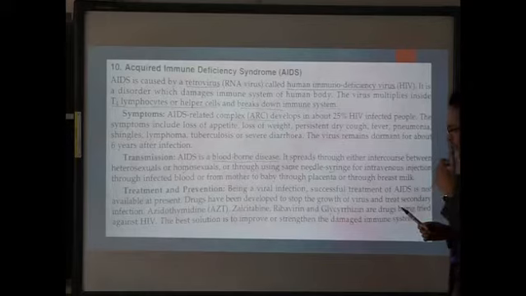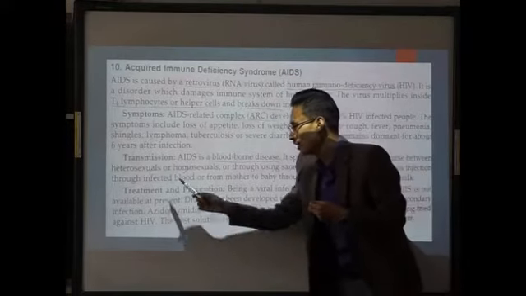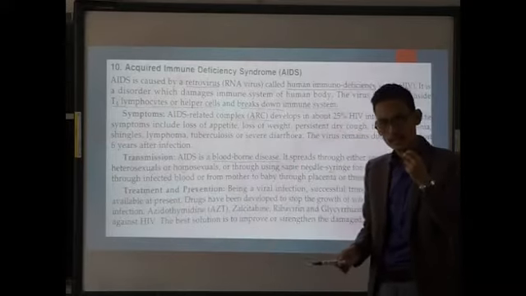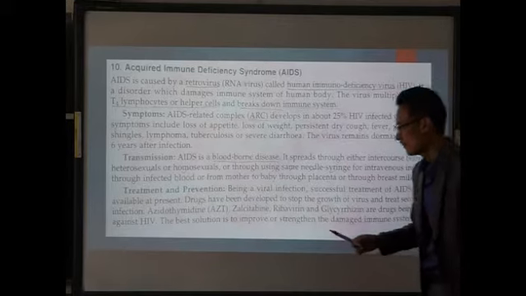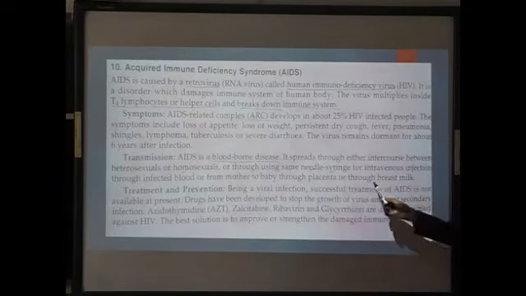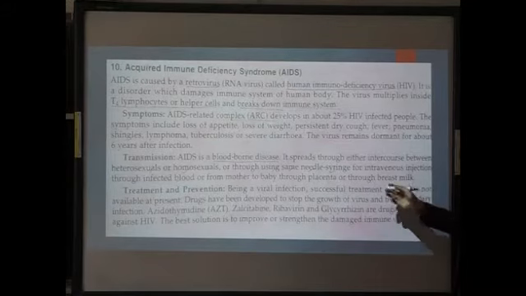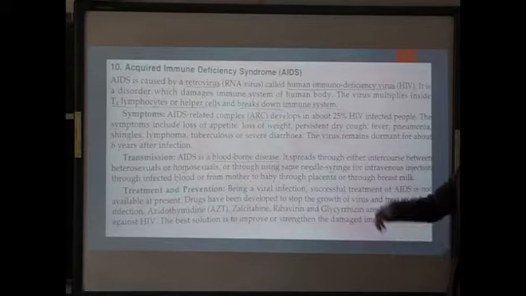It can also be transmitted through blood transfusion. When infected blood is transfused, the HIV virus can be transmitted. It can also be transferred from mother to baby through the placenta or through breast milk. So these are the modes of transmission of the HIV virus, the retrovirus that causes AIDS.